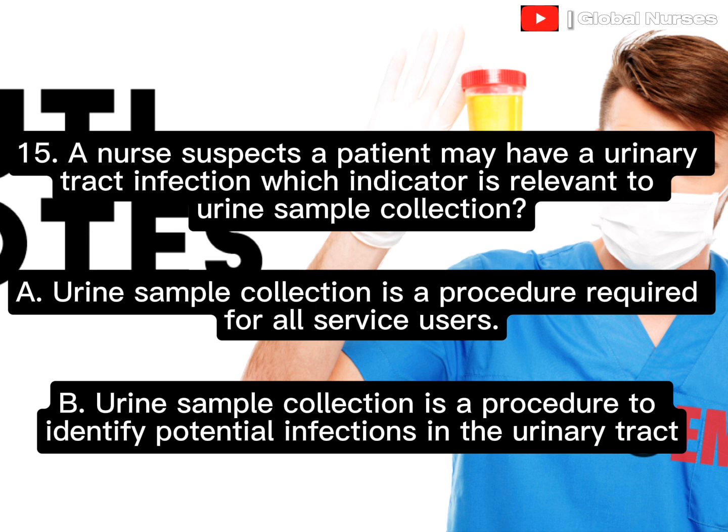15. A nurse suspects a patient may have a urinary tract infection. Which indicator is relevant to urine sample collection? A. Urine sample collection is a procedure required for all service users. B. Urine sample collection is a procedure to identify potential infections in the urinary tract.